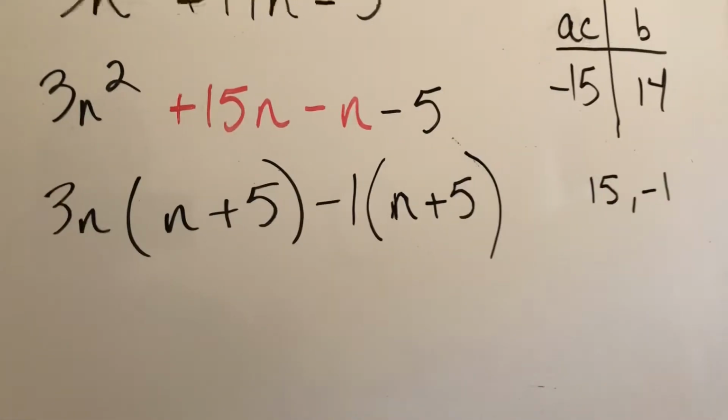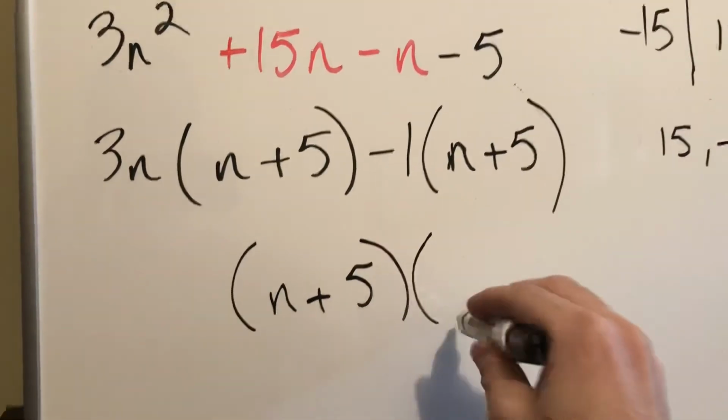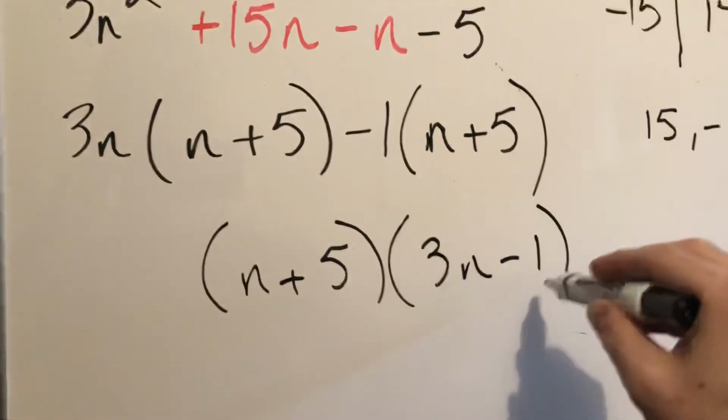And once again, I have n plus 5 as a common binomial factor. That leaves me with 3n minus 1. And that is fully factored.